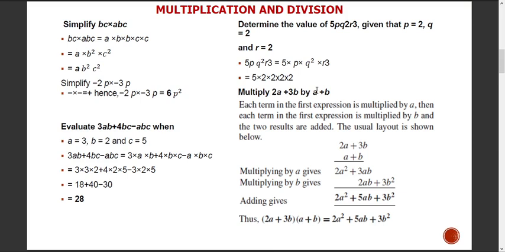So if we start with a times 2a, that will give us 2a squared. Then a times 3b will give us 3ab. Then b times 2a will give us 2ab, and then b times 3b will give us 3b squared. So when we add those, we get 2a squared plus 5ab plus 3b squared.